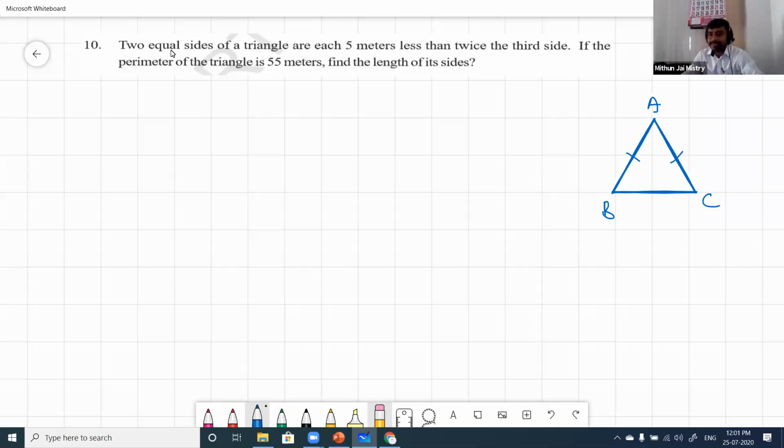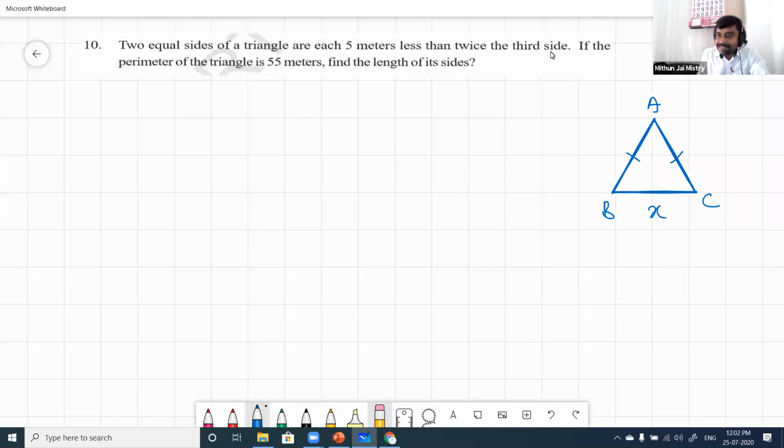Now, who is telling that AB is equal to AC? The question only said. And here we are representing it by this mark. You can see this mark is telling that AB is equal to AC. So what is the question again? Let me read. The two equal sides of a triangle are each 5 meters less than twice the third side. We don't know what the third side is, right? So let me take the third side as x.